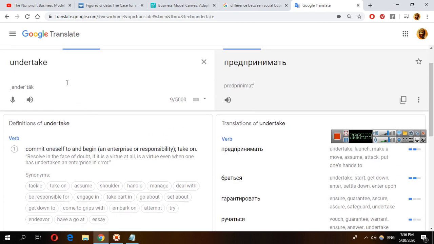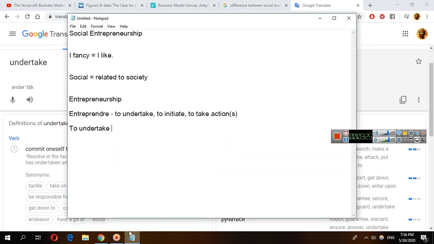So why don't we use the word undertake? Maybe undertaking or undertakenship. Well, you know, this word doesn't really exist. I'm just making fun and asking, why don't we invent this word in English, undertakenship? And entrepreneur could be undertaker.